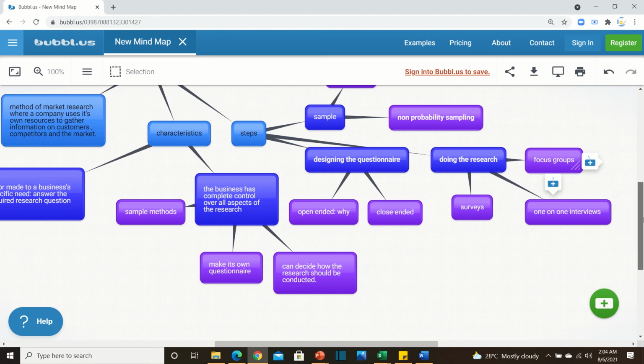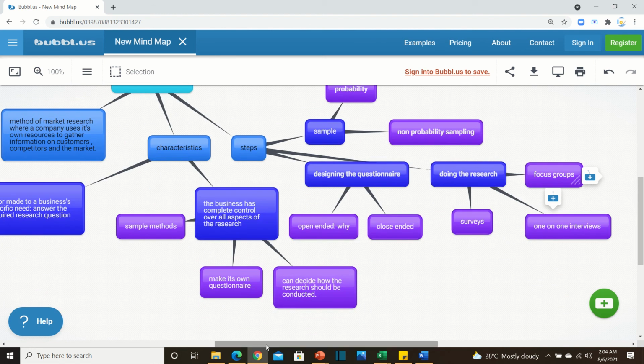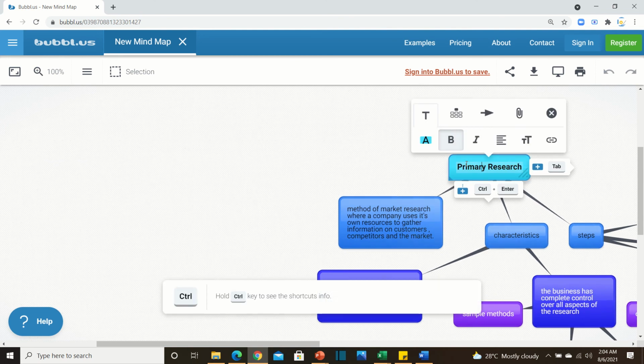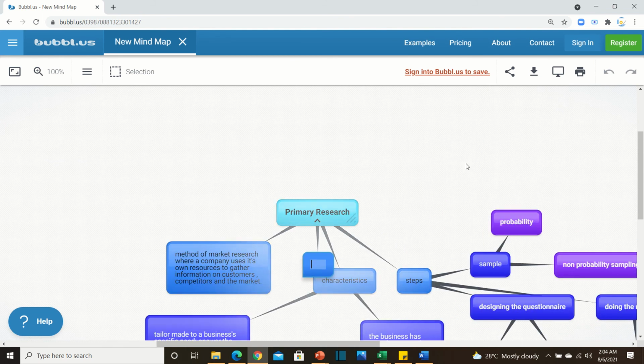So what are the issues with primary research? First of all, what you need to understand is that there are lots of ways this primary research can go wrong.